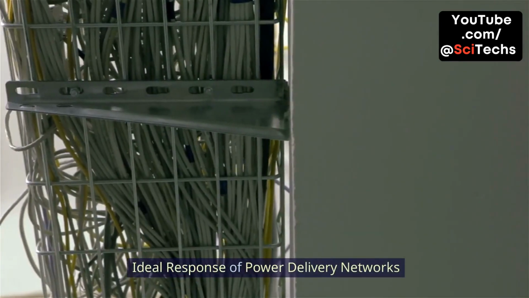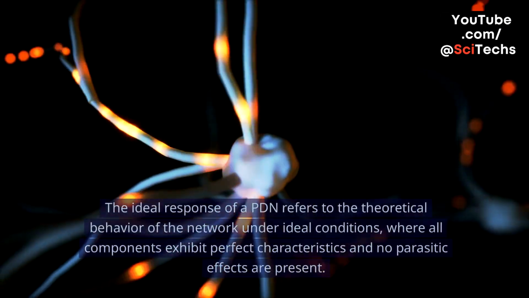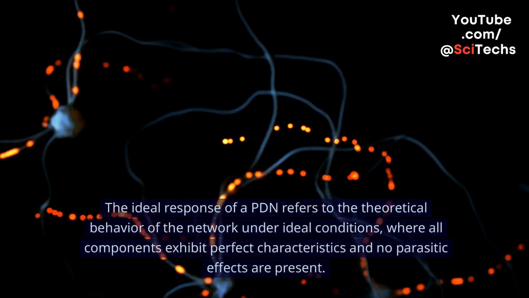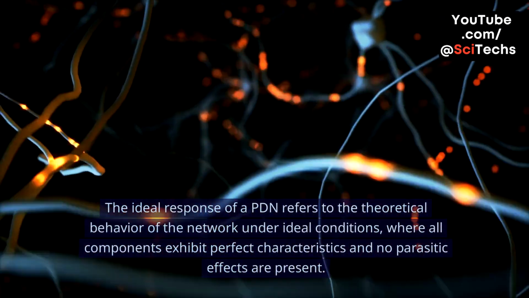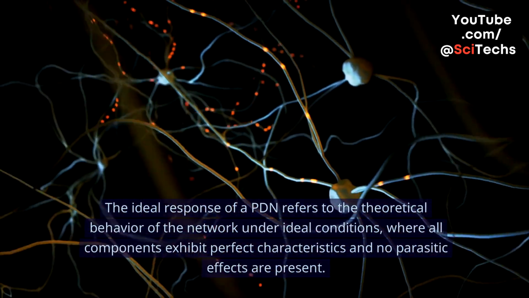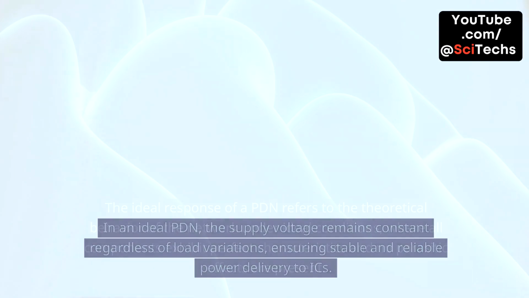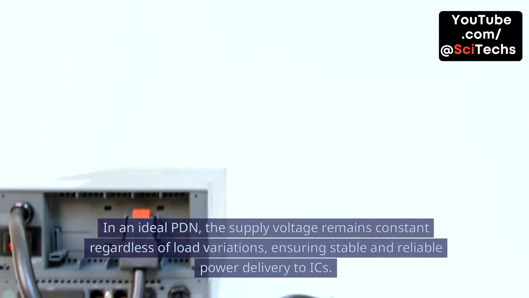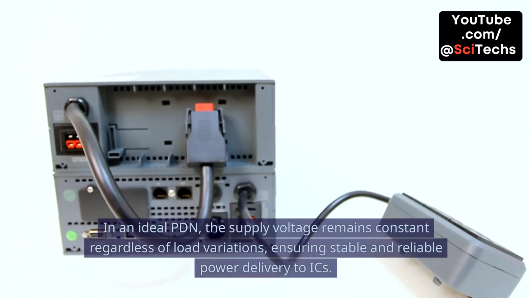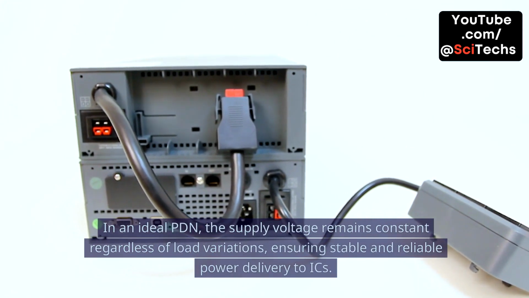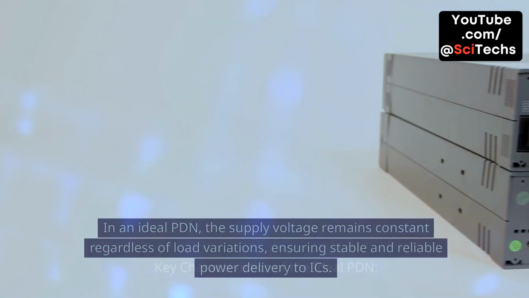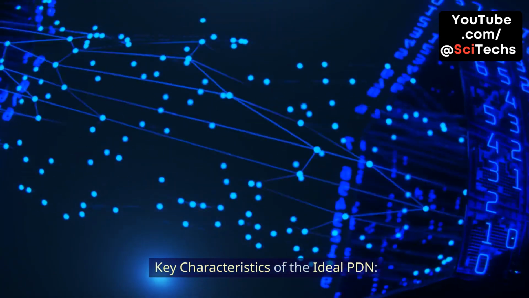Ideal response of power delivery networks. The ideal response of a PDN refers to the theoretical behavior of the network under ideal conditions, where all components exhibit perfect characteristics and no parasitic effects are present. In an ideal PDN, the supply voltage remains constant regardless of load variations, ensuring stable and reliable power delivery to ICs. Key characteristics of the ideal PDN.